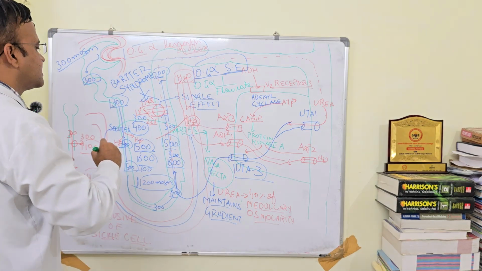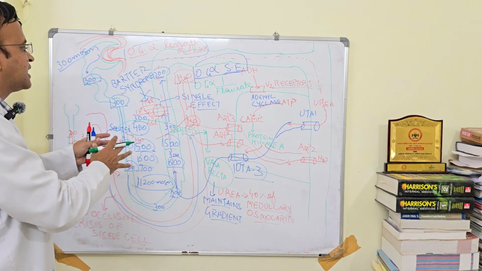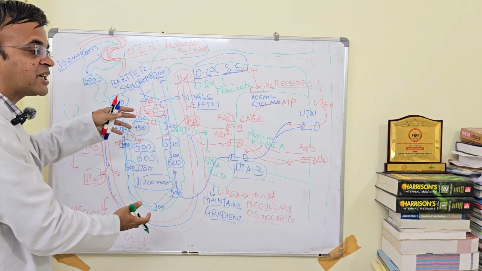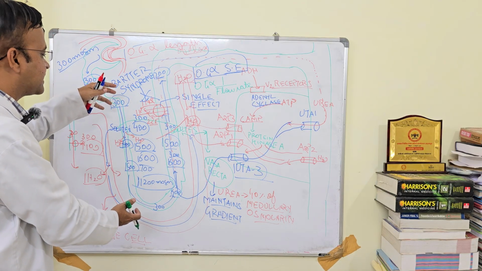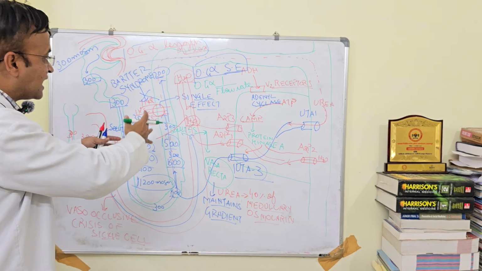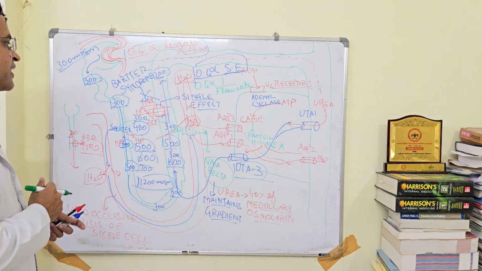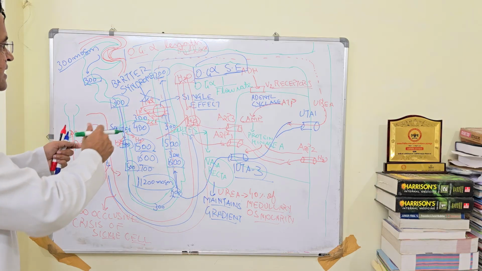So these few things you need to understand. It is directly proportional to the length of the loop. The longer the loop, that's why juxtamedullary nephrons have higher concentrating ability. The greater the single effect, the greater the osmotic gradient. The lower the flow rate, the greater the osmotic gradient. What else can go wrong in this?